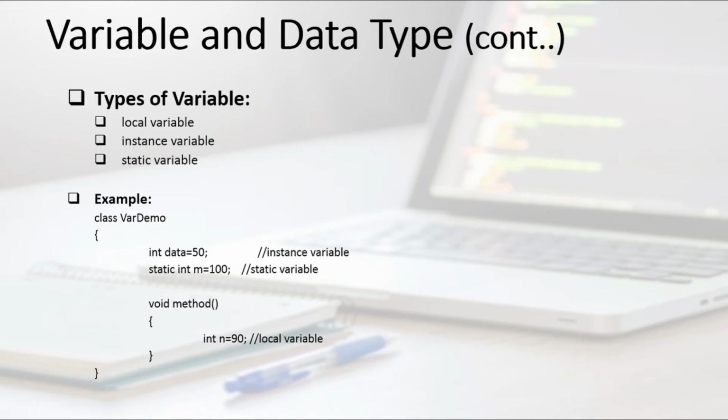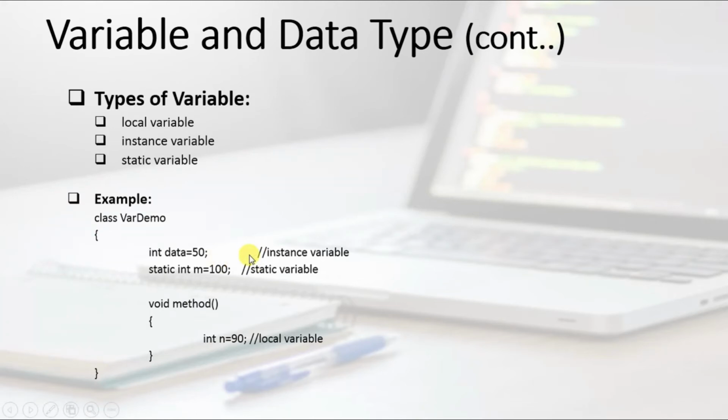Types of variable. It is generally defined as three types of variable in Java. The first one is local variable, then instance variable, and static variable. Local variable: a variable which is declared inside the method is called a local variable. Look at the example in that, int n is equal to 90, which is declared inside the method, is defined as a local variable. I have mentioned a comment, with double forward slash, as local variable.